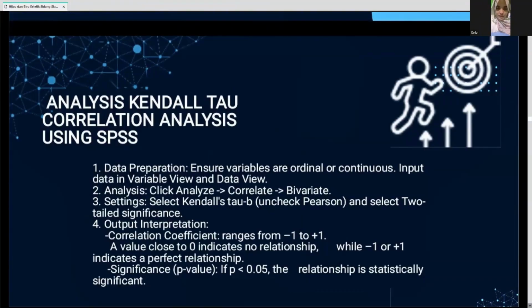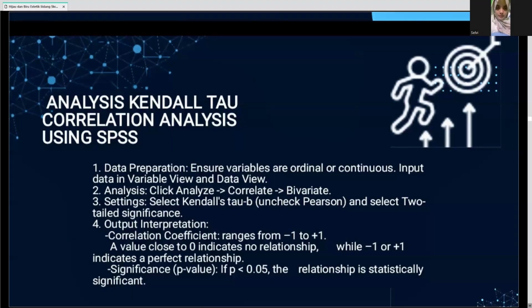Next, we're going to discuss analysis of Kendall-Tau correlation using SPSS. First, data preparation. We need to prepare the data and make sure the variables are ordinal or continuous. We use Variable View to define the variable name, type, and measurement. Second, Data View to enter the actual data. This step is important because incorrect data setup can affect the analysis result.